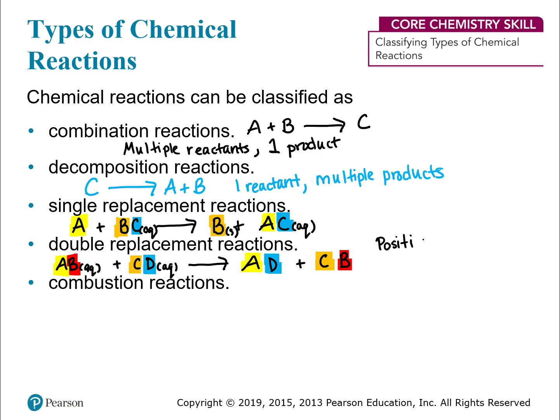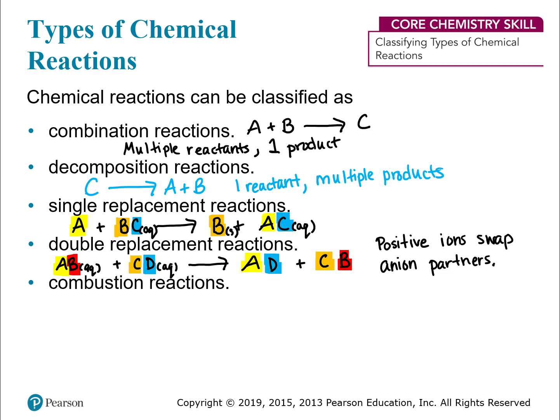So to give you a written description, the positive ions swap partners. I don't know if this show is on anymore, but there used to be a show called Wife Swap, which I thought was utterly ridiculous. Why would you want to switch spouses with somebody? The check can't be that good. But that's essentially what's going on with the double replacement reaction.